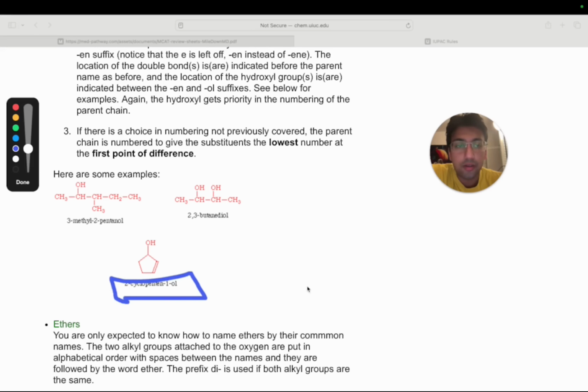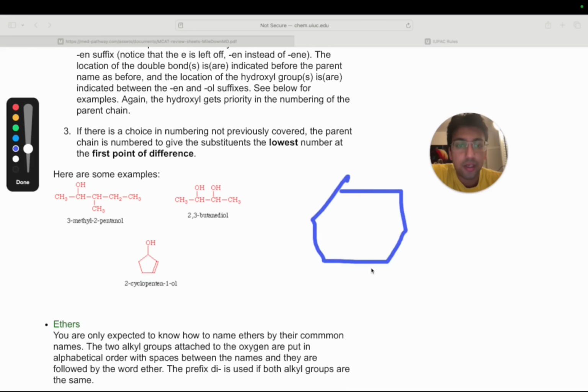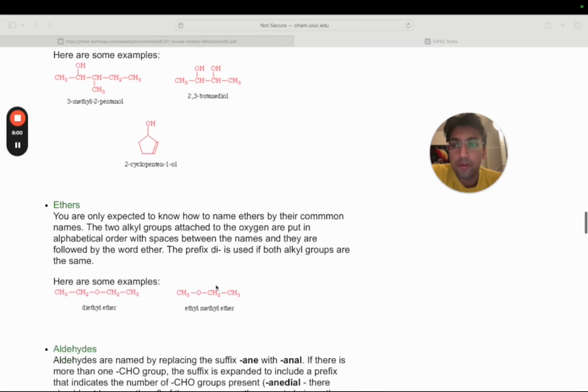I haven't talked about cyclo, but cyclo basically means that you have a ring of carbons. So we would add the prefix cyclo to it. Cyclopent means that there's 5 carbons in a ring, right? That's cyclopent. And then we know that there's a 1-ol. So on the first carbon there's an alcohol, and then on the 2nd carbon over here there's an ene, which means a double bond. So far this should be making sense.